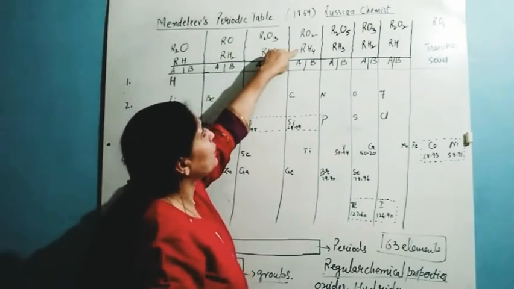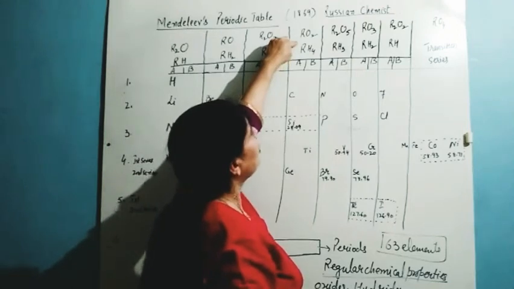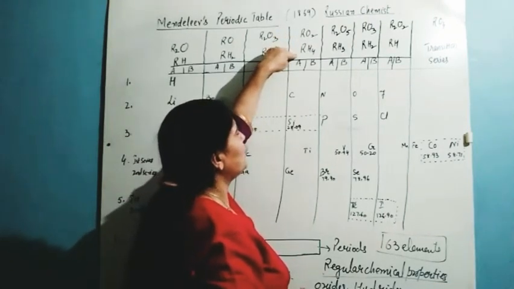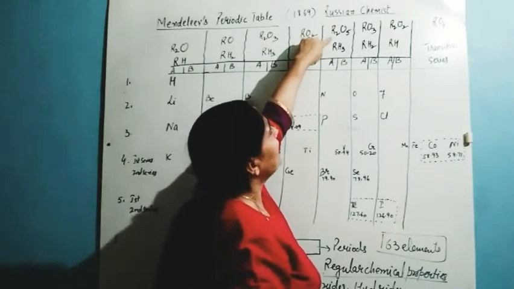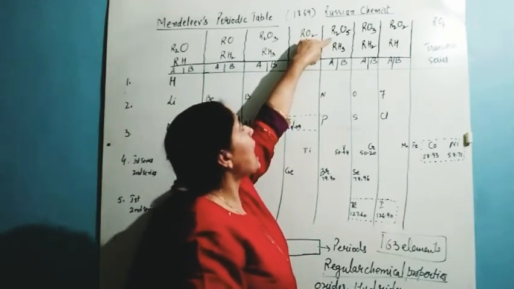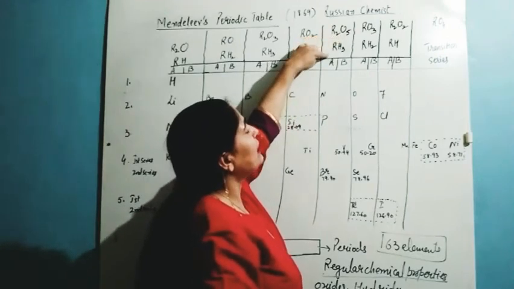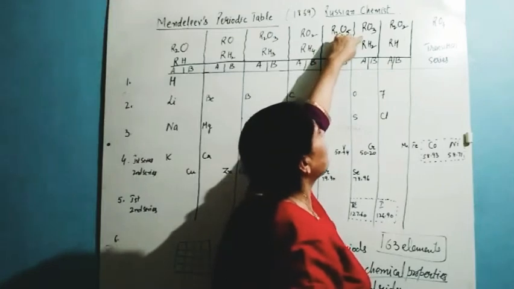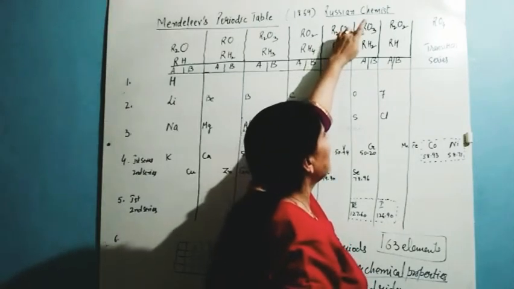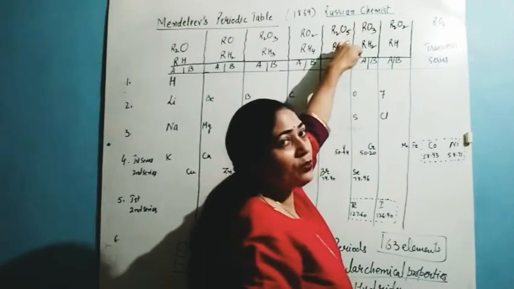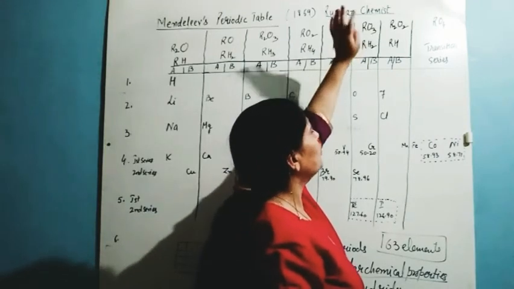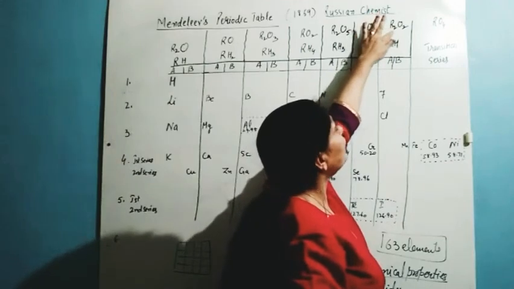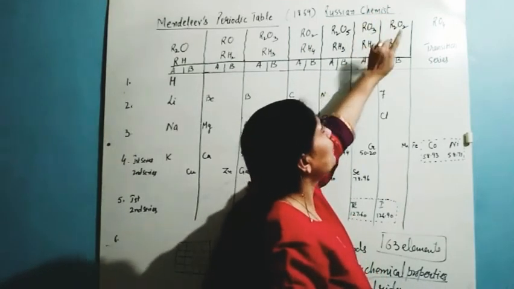Moving to the fourth group, you will see the general formula of the oxides is RO2 and that of the hydrides is RH4. For the fifth group, the general formula of oxides is R2O5 and the hydrides is RH3. Similarly, the sixth group has the general formula of oxides as RO3 and that of the hydrides as RH2.